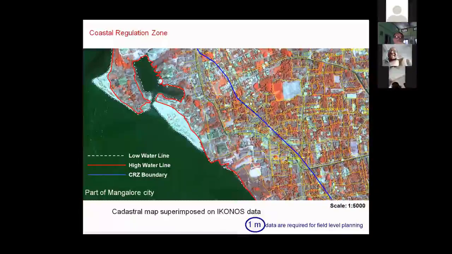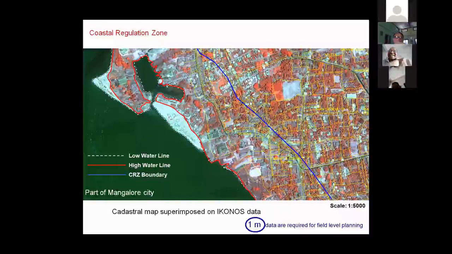Now I'm talking about just another 5 slides, I think. I would like to talk about the coastal regulation zone. When you are talking about the coast, as I told you, the high tide line, high water line or low water line, you have to understand very carefully what the coastal regulation zone is. As per the law and the Ministry of Environment, Forest and Climate Change, the demarcation is very clear. So when we are analyzing a satellite image, we have to be very careful to understand where the low water line and the high water lines are.